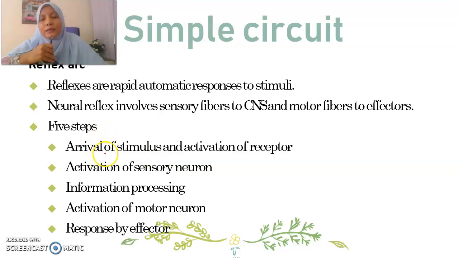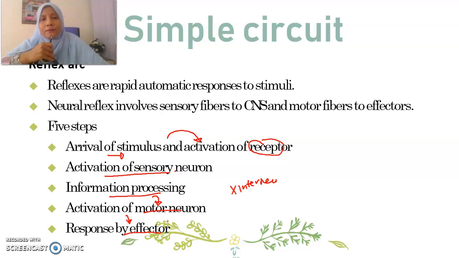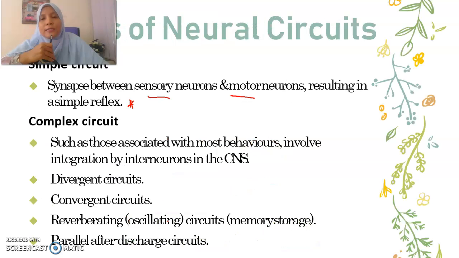First, the stimulus arrives, so it will activate the receptor. This receptor inside the peripheral nerve will activate the sensory neuron. The sensory neuron goes to the processing of information that activates the motor neuron directly. There's no interneuron involved there. So they will go up to the response by the effector. So this is called a simple circuit.